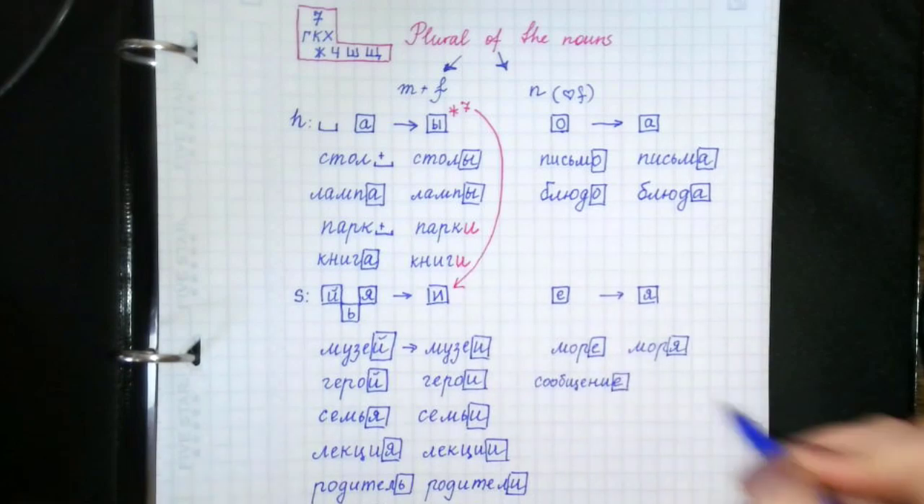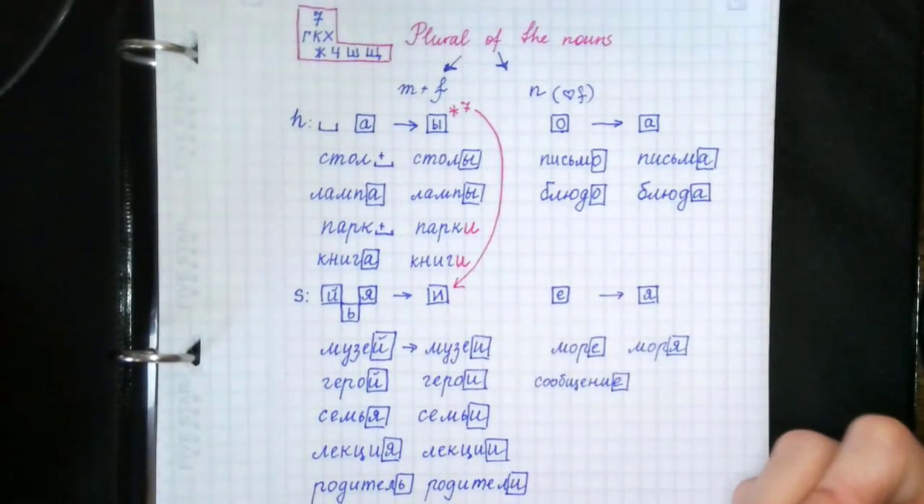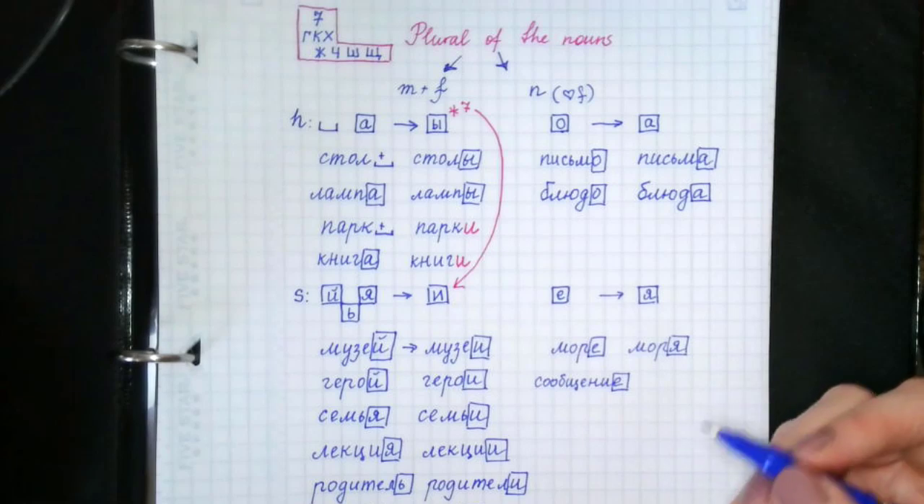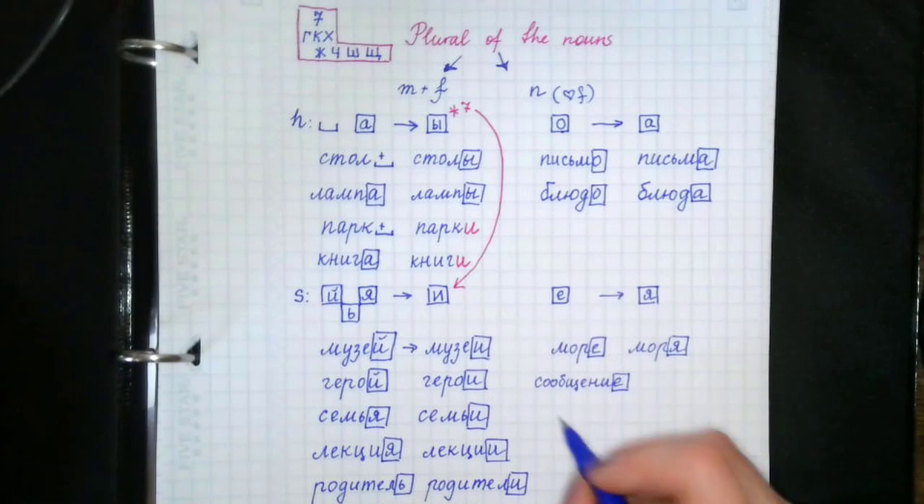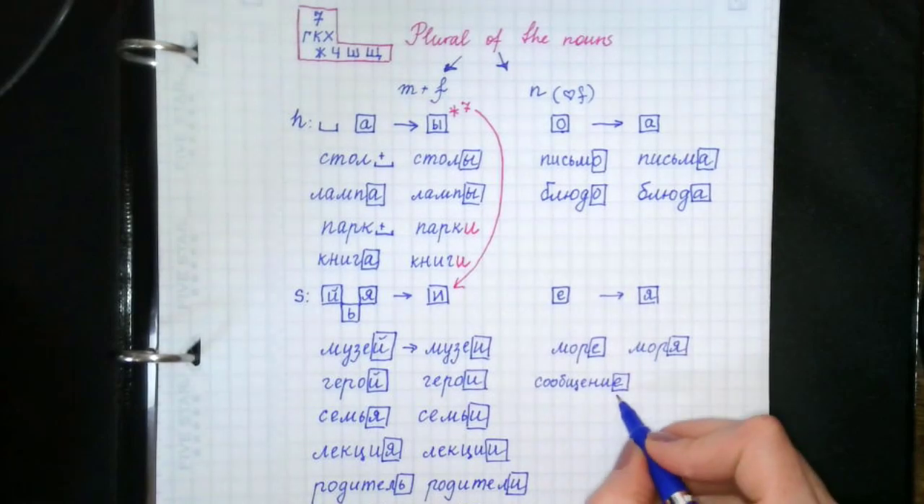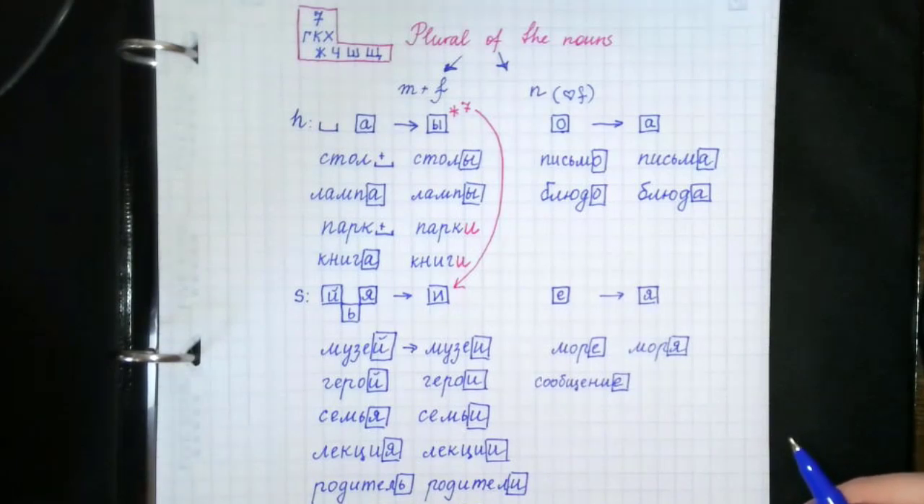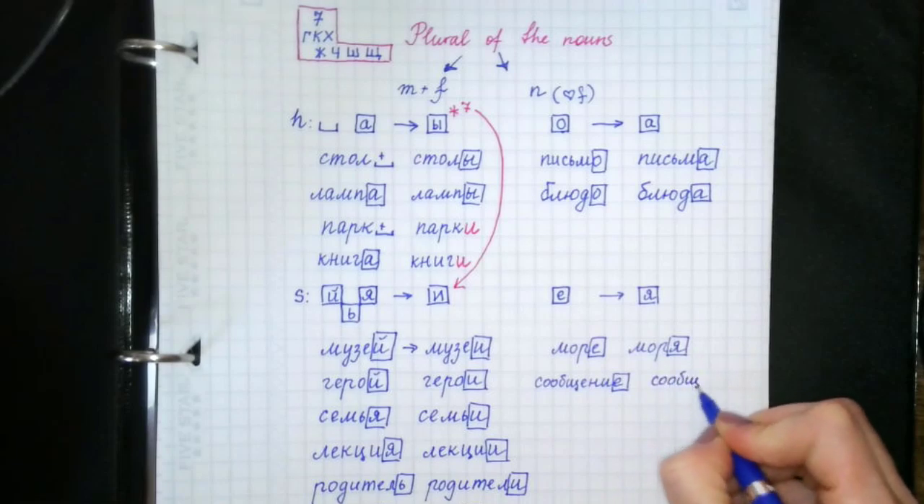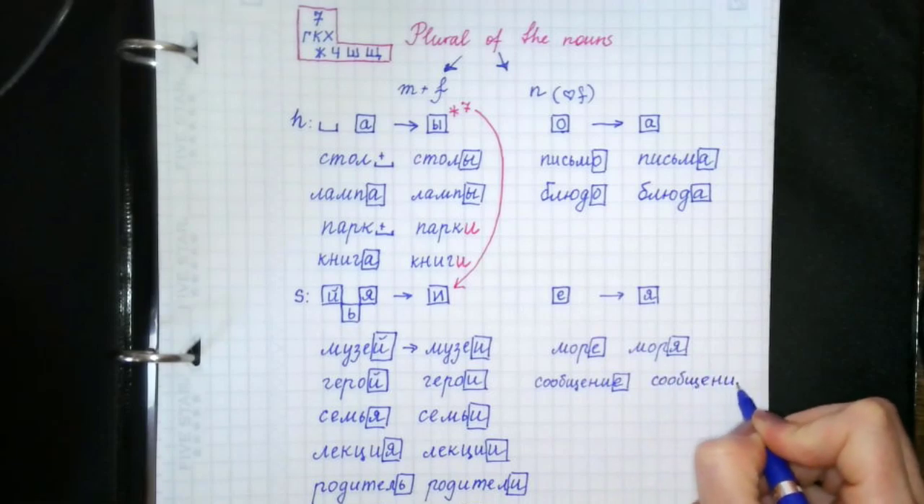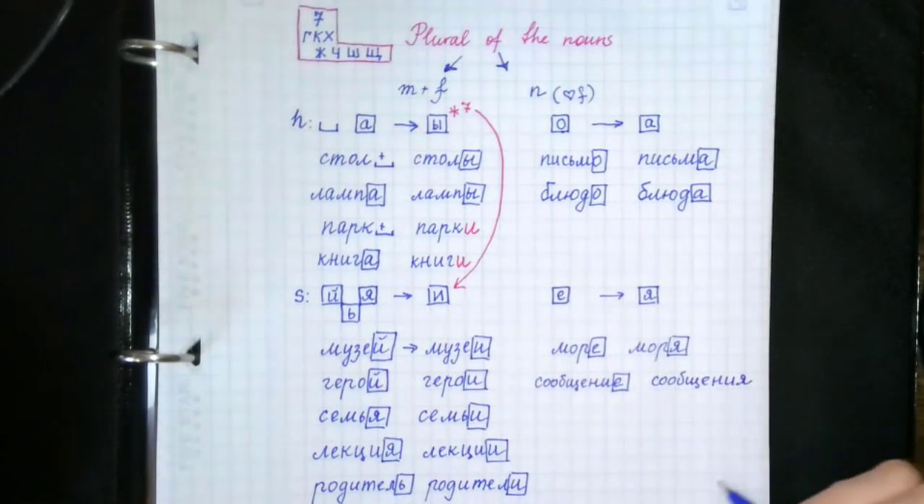And the word сообщение means a message that you send on the phone, in messengers, through social media. So here, even though it's such a long word, it's still a neutral word because it ends in «е», and «е» will be replaced by «я». So to say messages, we will say сообщения. Сообщения.